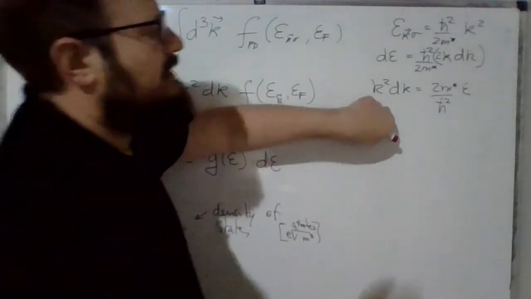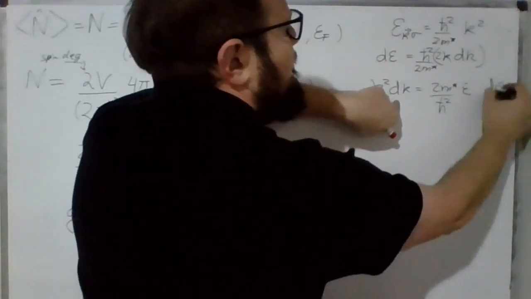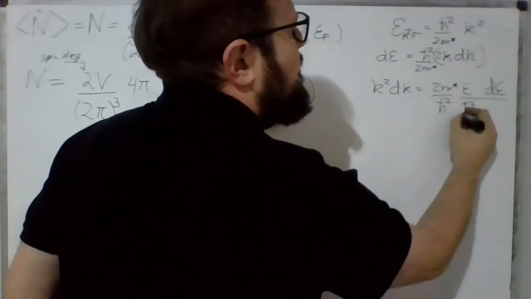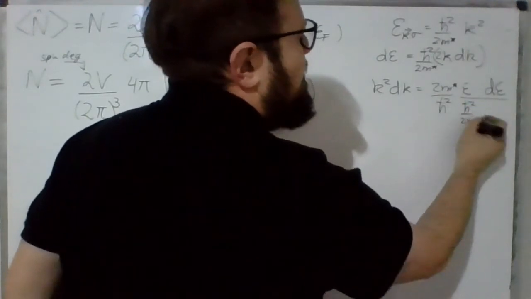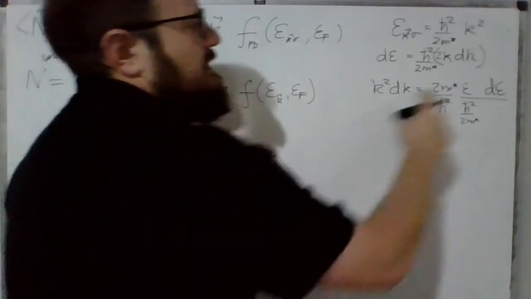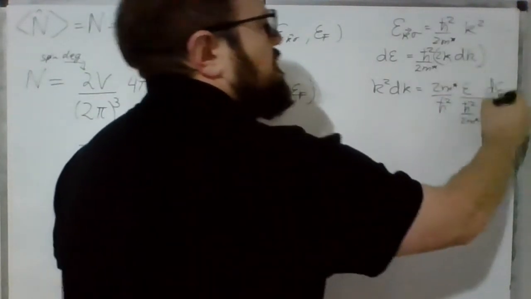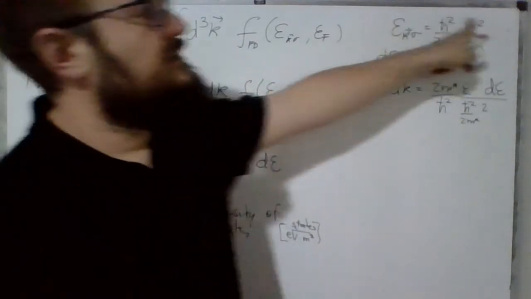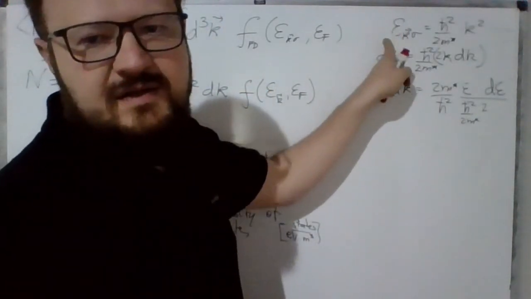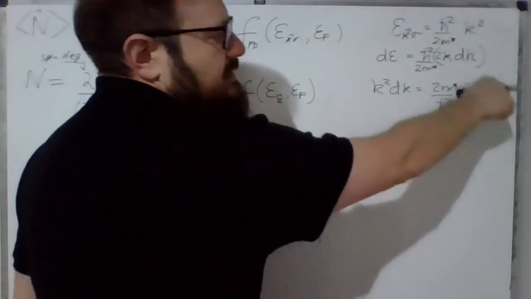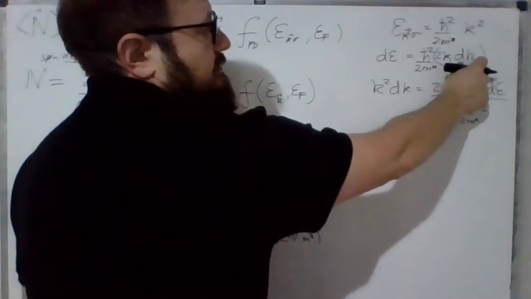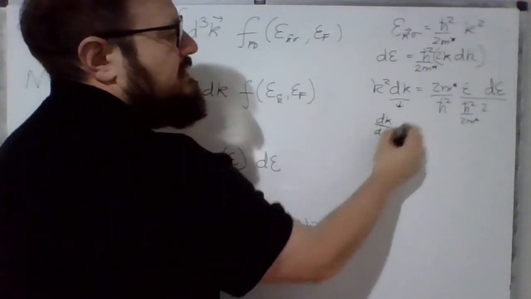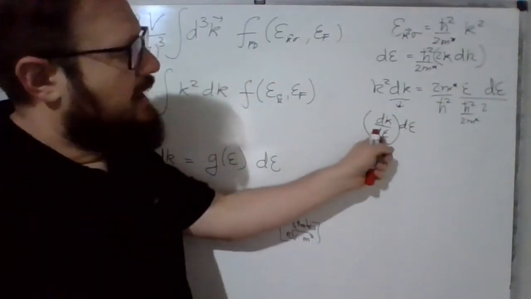So dk needs to be replaced by dE, which is the differential of the energy, divided by h bar squared over twice the mass, the effective mass, times a factor of 2, which comes from the derivative here. I am using differentials here, so I must differentiate the energy with respect to k to find out what is the differential over the energy. And now I am just replacing this dk here by dk over dE times dE. This is what I'm calculating here.